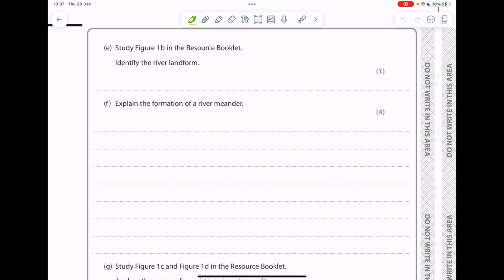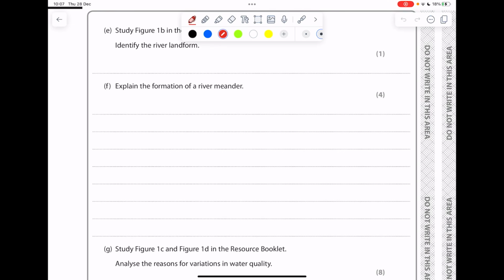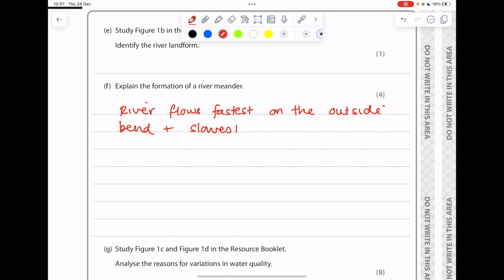Explain the formation of a river meander. So we'll start by talking about how fast the river's flowing on both the outside and inside bend. Remember that the river flows fastest on the outside bend. And then make the full comparison, and slowest on the inside bend. Because of this, on the inner bend, deposition occurs due to there being more friction here.